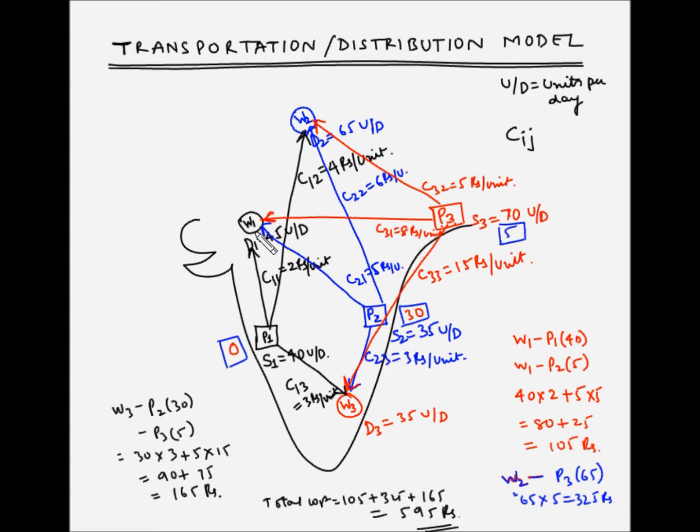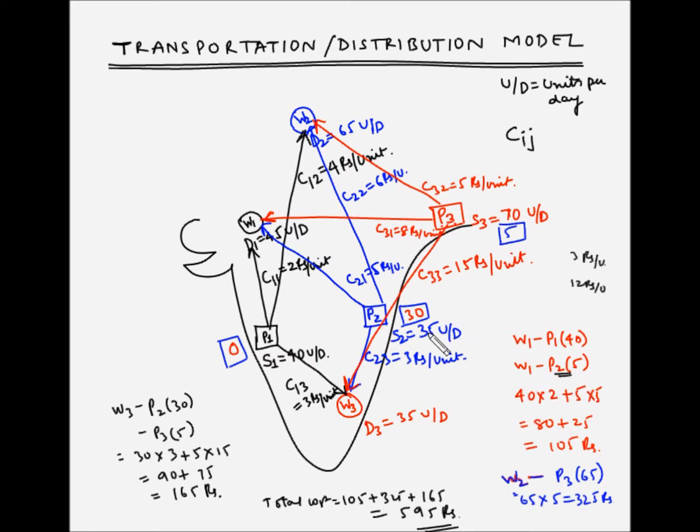So for warehouse W1, we took 40 units from P1, which was at the lowest cost. We took 5 units from P2 at 5 rupees per unit because 5 was lower than 8 here. However, if we compare the differential between 8 rupees per unit and 5 rupees per unit, which is 3 rupees per unit, and the differential between 15 rupees per unit and 3 rupees per unit, it is 12 rupees per unit.